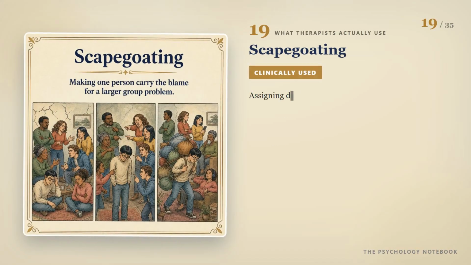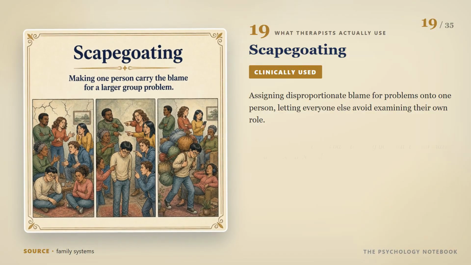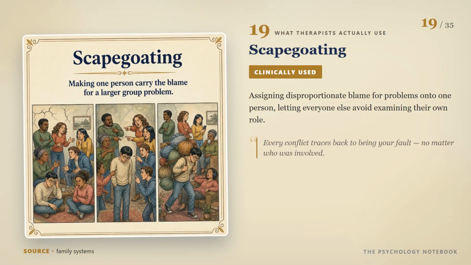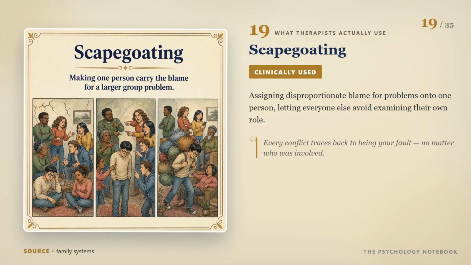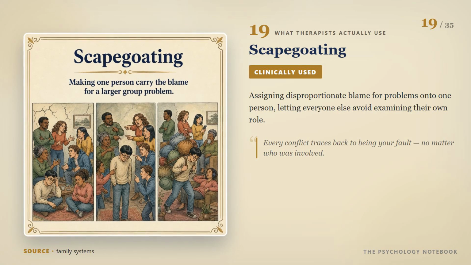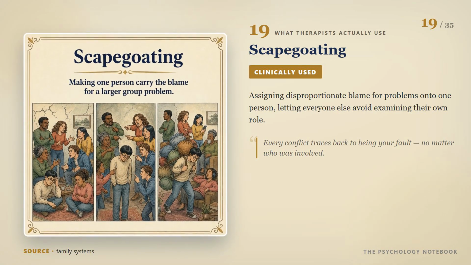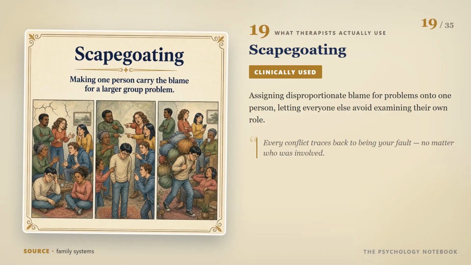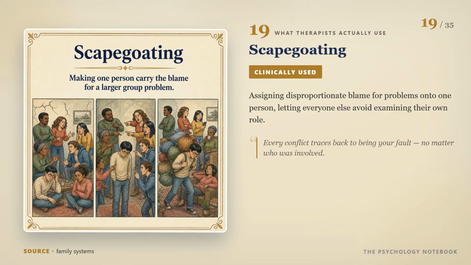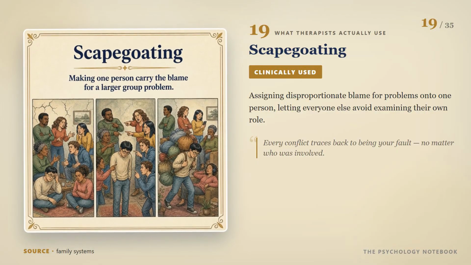19. Scapegoating. Number 19 is scapegoating. Scapegoating happens when the blame for a larger problem is repeatedly placed on one person. Imagine a family with several unresolved issues. Instead of looking at the entire family pattern, everyone points to one person and says, "This is all happening because of you." That person becomes the problem, which means nobody else has to examine their own role.